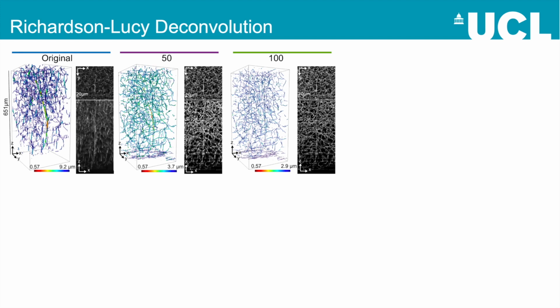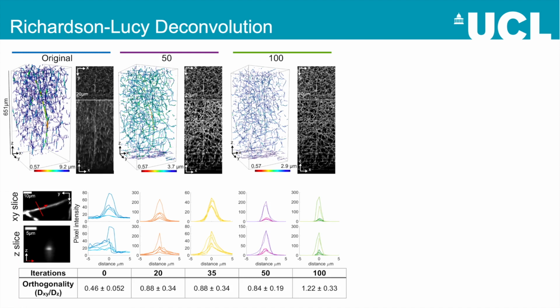On the left-hand side of each panel, you have the segmentation, and on the right-hand side, you have maximum intensity projections in the XY and the XZ planes. And just from visual inspection, it would appear that 50 iterations is the optimum. There's the least amount of stripe artifact and noise, and the segmentation looks by eye to be good. But we further wanted to quantify this.